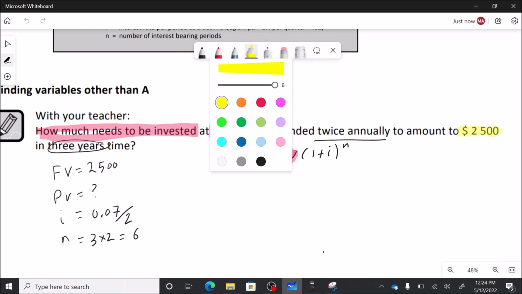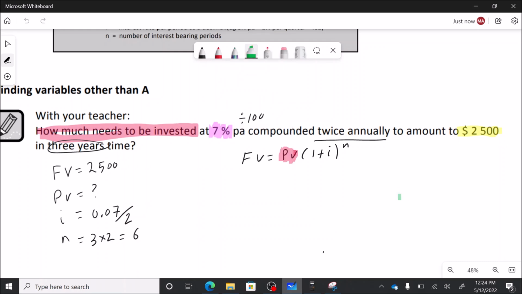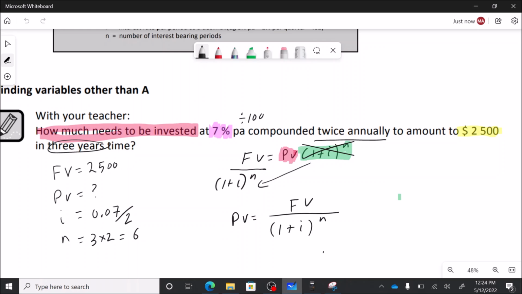What we're going to do is take everything in these brackets, which is multiplying by PV on this side, and we're going to take it and divide it on the other side. So it's multiplying on this side, it does the opposite on the other side, which is divide. And then it'll go away from that side. So what we're left with is present value equals final value divided by 1 plus I to the N. And it's as simple as that.